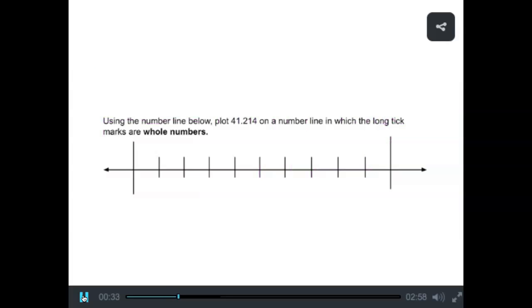So this question, it says, using the number line below, plot 41 and 214 thousandths on a number line in which the long tick marks are whole numbers. And so those whole numbers are going to be these right here. So our numbers are going to be 41 and 42. Now because of this, we can't get really teeny on the details with the 4 thousandths. So what we do is we say, okay, there's 41. And then we go to 2 tenths. So our 2 tenths is right here.